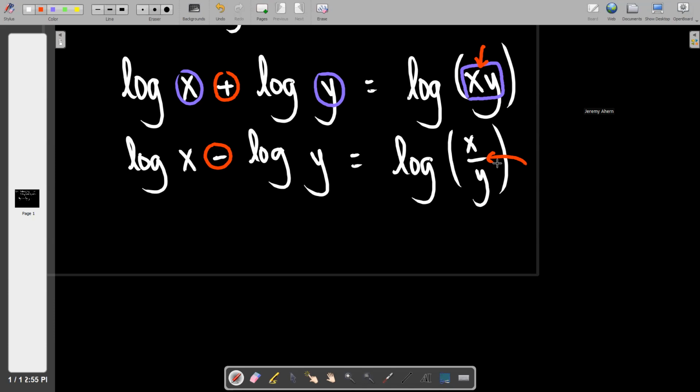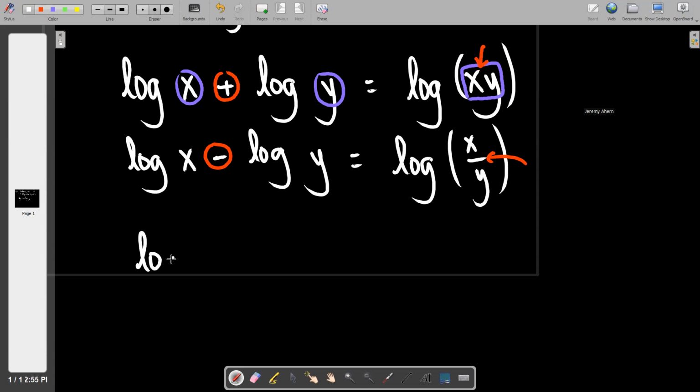So in a nutshell, a sum of logs becomes the log of the product, and a difference of logs becomes the log of the quotient. That's going to be a very important piece of information for you to have right there. Now, let's head in and start looking at some examples of how to condense logs.